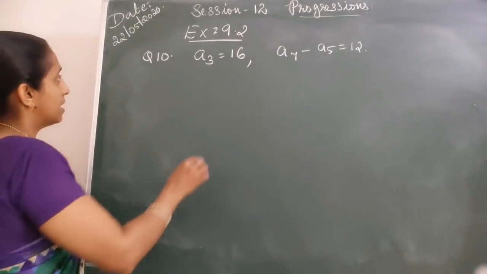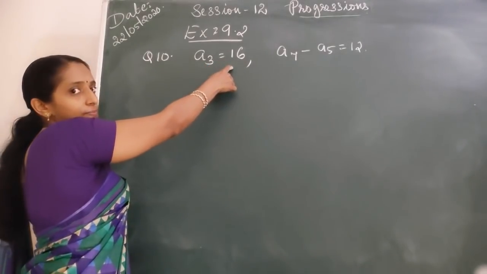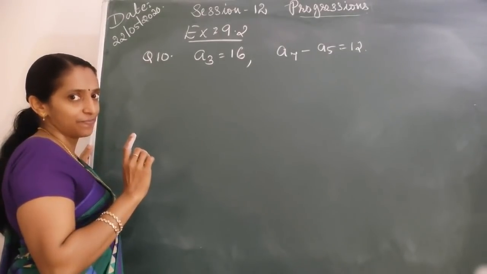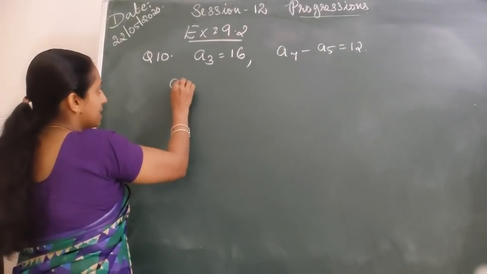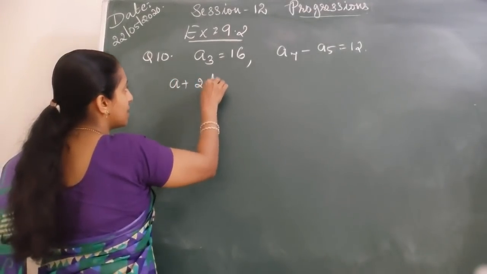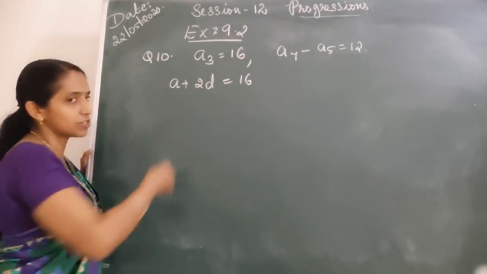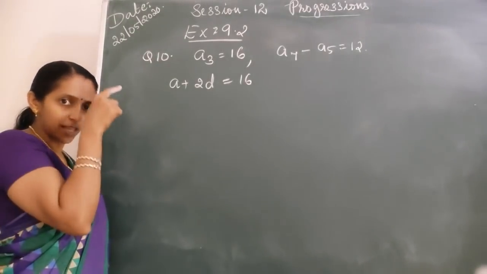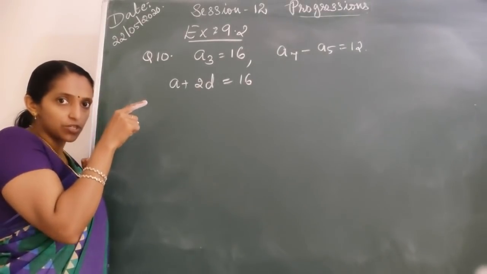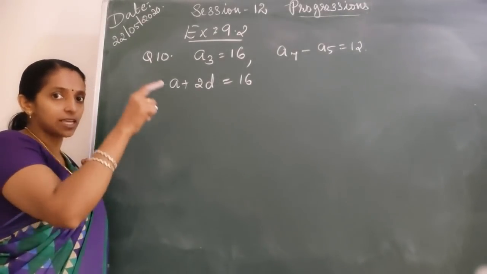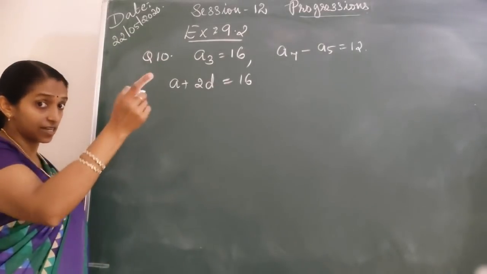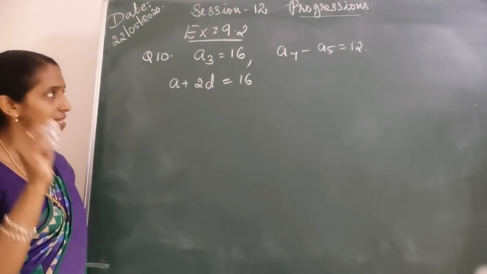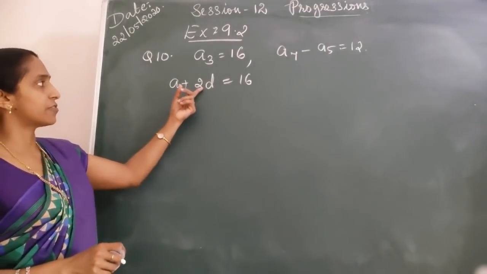How can you construct? A3 is given as 16. How will you write A3? A plus 2D, right? So you are writing here A plus 2D equal to 16. How will you get 2D here? Our nth term, I have told you in the beginning, the construction of AP: A plus D, A plus 2D, A plus 3D, etc. 1D will be less than the number of terms, N minus 1 we are calculating. That's why. So this is your first case.